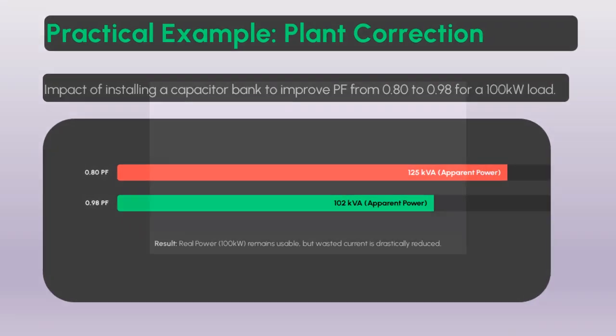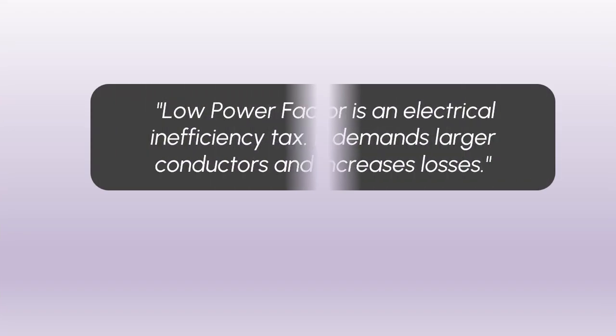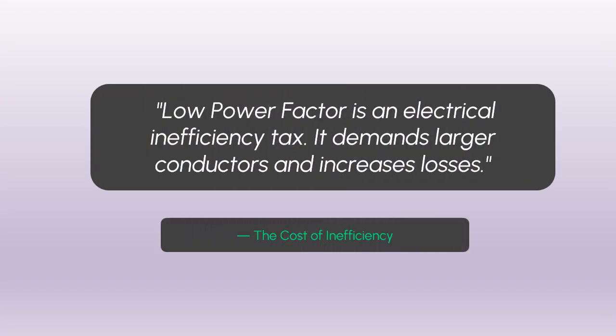Quote. To summarize, think of low power factor as an inefficiency tax. It forces current to travel through conductors simply to create magnetic fields, increasing resistive losses and demanding larger infrastructure at every step of the grid.